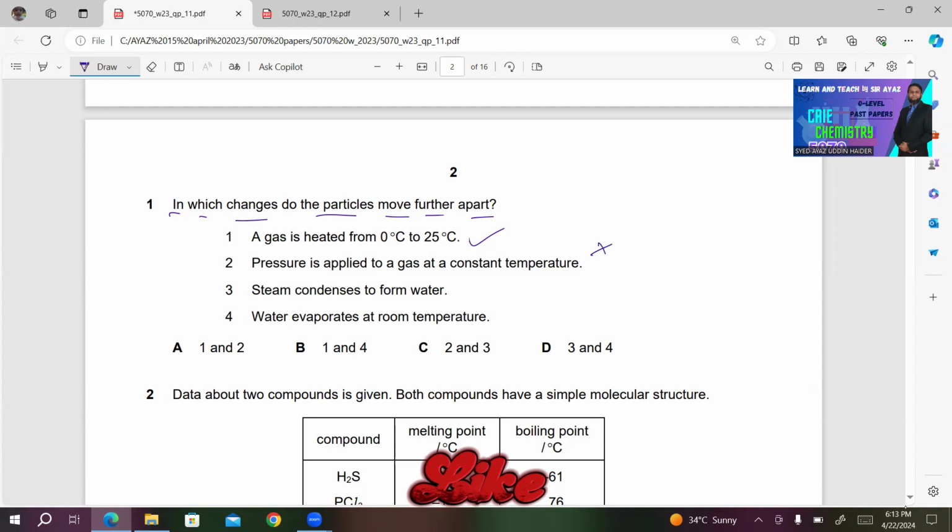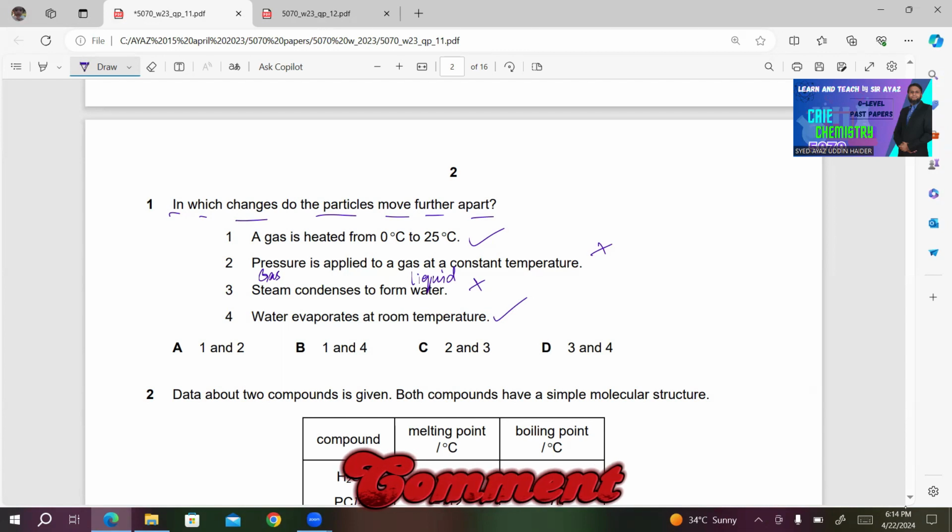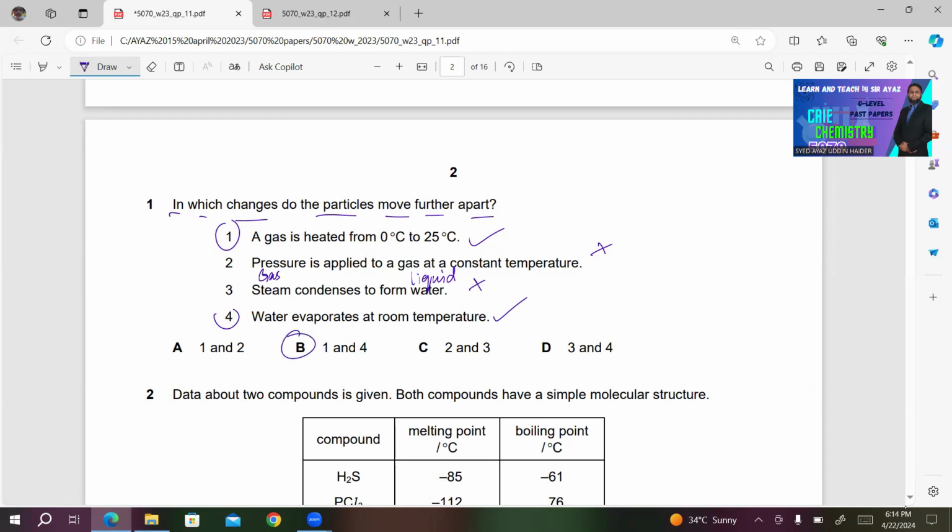3, steam condenses to form water. Steam is the gas state and water is the liquid state. And when you condense steam, it converts to liquid, which means the particles come closer to each other. They will not move further apart. So this is also incorrect. Number 4, water evaporates at room temperature. This is also correct. Water is liquid state. When it evaporates, the molecules leave the water surface, which means they will move further away. So only statement 1 and 4 is correct, which means B is the correct answer in this case.